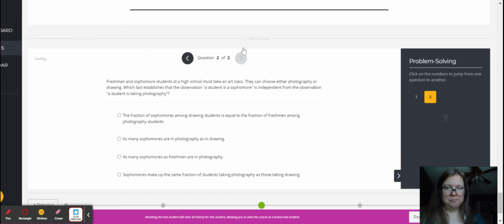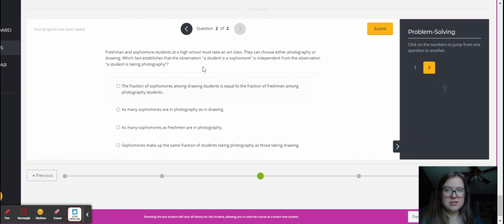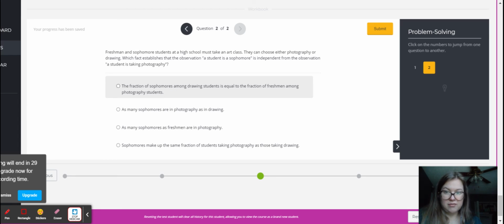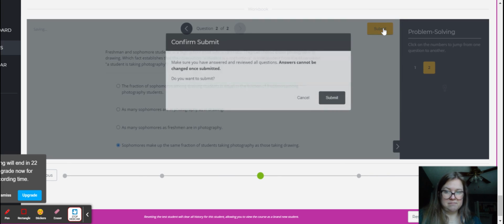All right, next question. Freshmen and sophomores take an art class, and they can either choose photography or drawing. Which fact establishes that whether a student is a sophomore is independent from the class? So we want to know that the fraction is equal among photography or drawing. So the fraction of sophomores among drawing students is equal to the fraction of sophomores among photography students. We don't want the freshmen. We want the sophomores to make up the same fraction in both of those. So that's what it is.